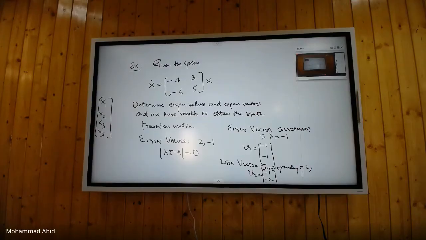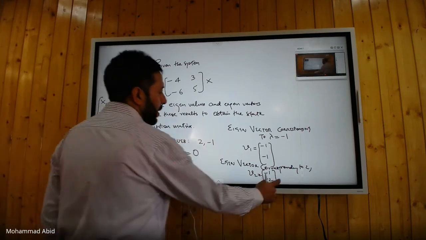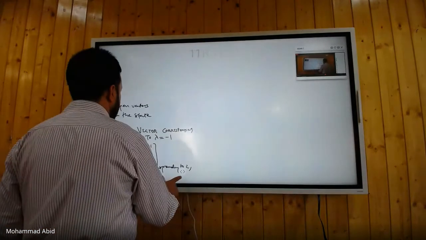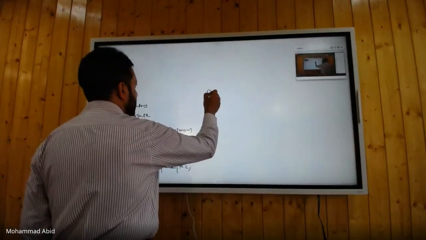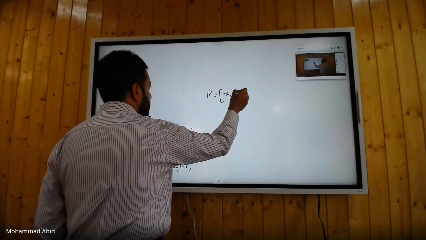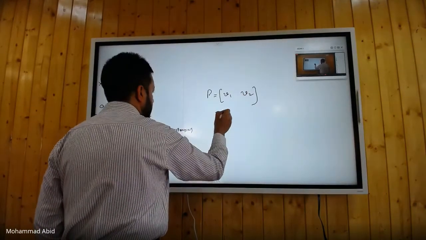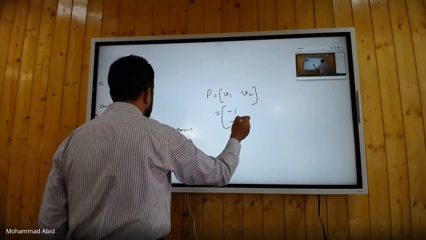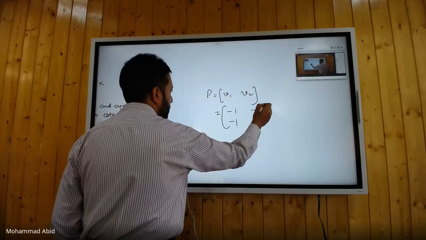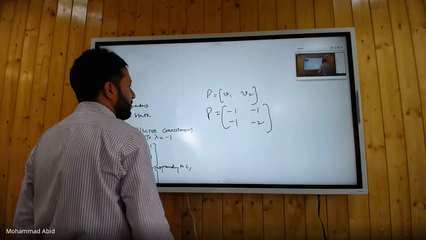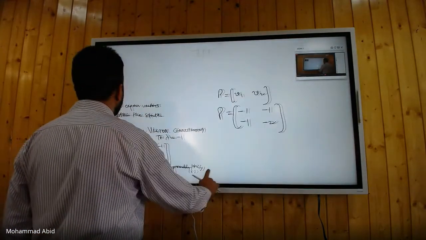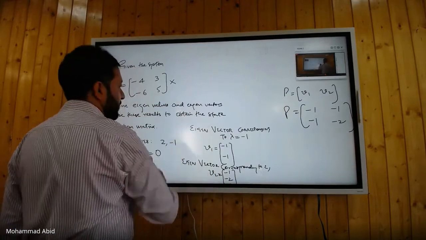Now you have to use this information about the eigenvectors and eigenvalues to evaluate the state transition matrix. This matrix P is actually V1 and V2, which we have said is -1, -1, 1, -2. If we use this as a similarity transformation matrix, what will it do to matrix A? It will diagonalize it.